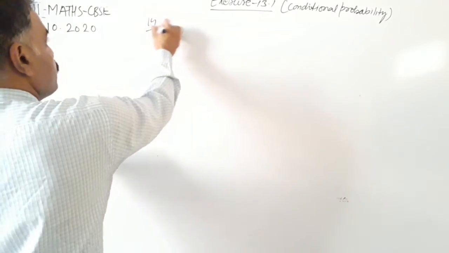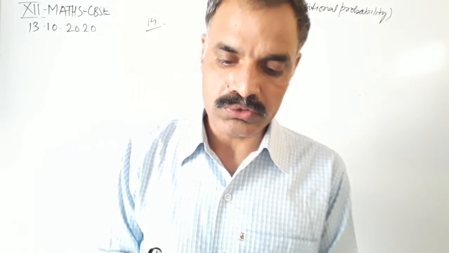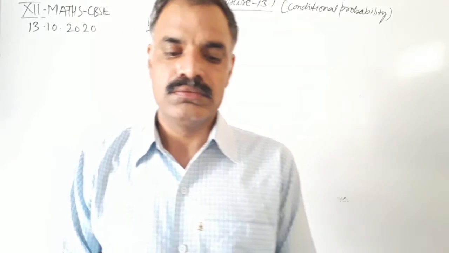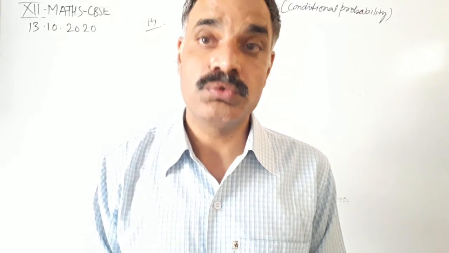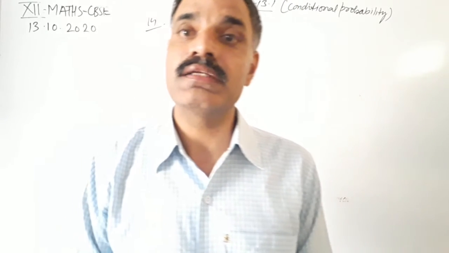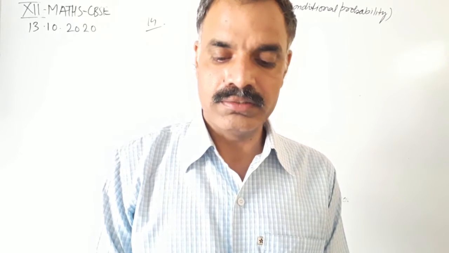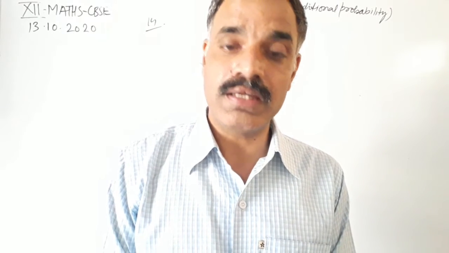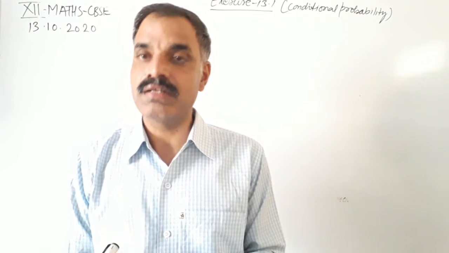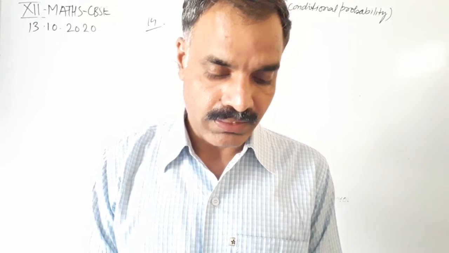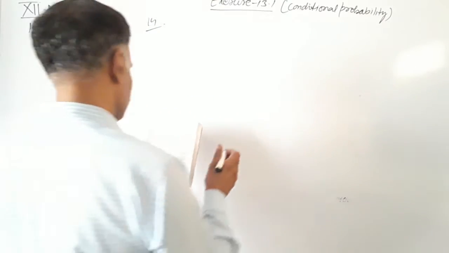Question number 14. Given that two numbers appearing on throwing two dice are different. Two dice means the sample space has 36 sample points, and it is given that event F is that the two numbers appearing on the dice are different. Find the probability of the event that the sum of the numbers on the dice is 4.